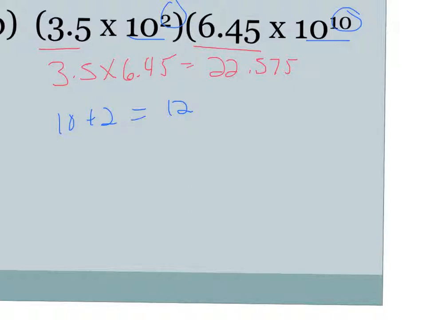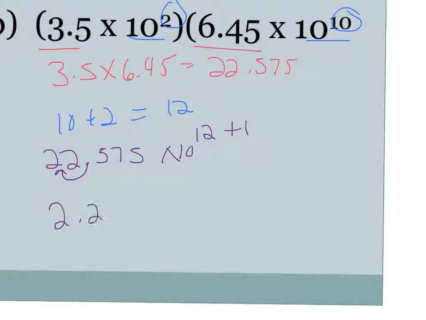Okay. If I were to rewrite this, I would have 22.575 times 10 to the 12th. This is not proper scientific notation because I have two numbers in front of the decimal. So we have to adjust it so that it is. I am going to move the decimal one place to the left, which means I'm going to add 1 to this 12. And that gives me 2.2575 times 10 to the 13th as the most correct answer in scientific notation.